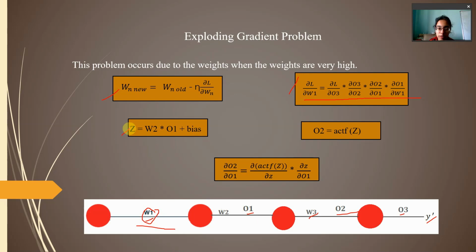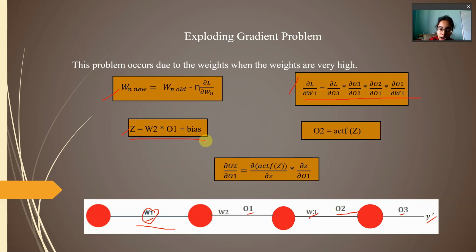It will be Z equals W2 into O1 plus a bias. The weight will be multiplied with the corresponding input. Here the input is O1, which is acting as input to the second hidden layer. So W2 into O1 plus bias is the formula for our weighted sum.